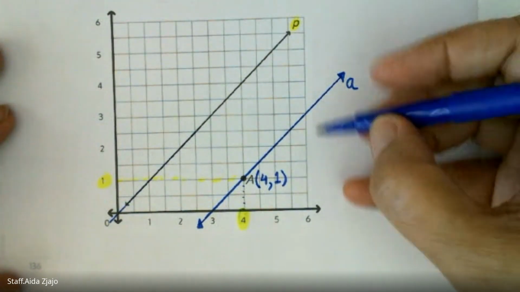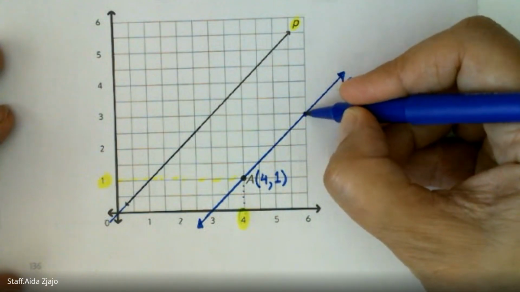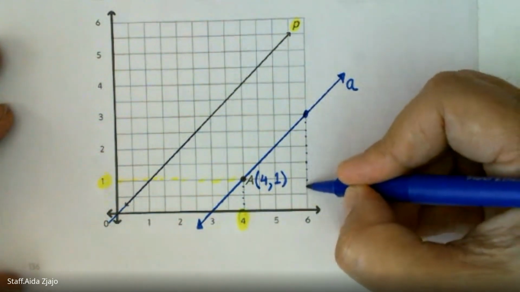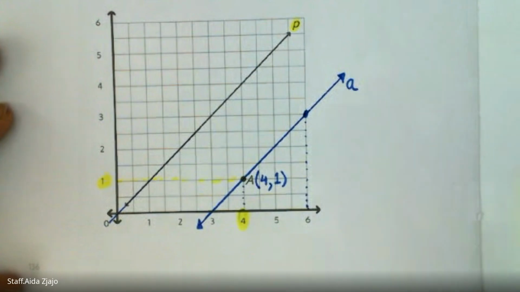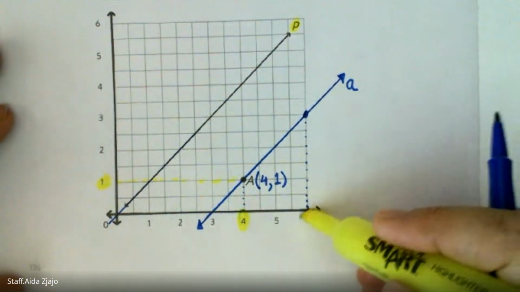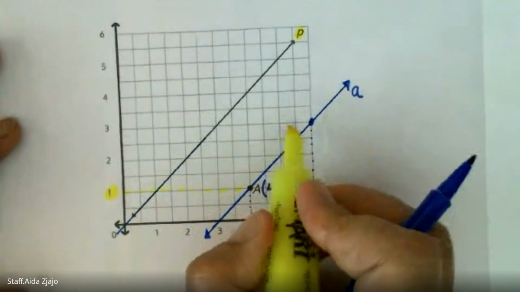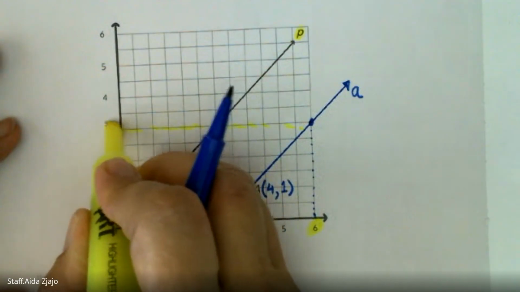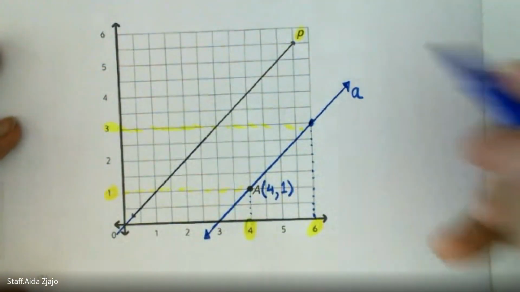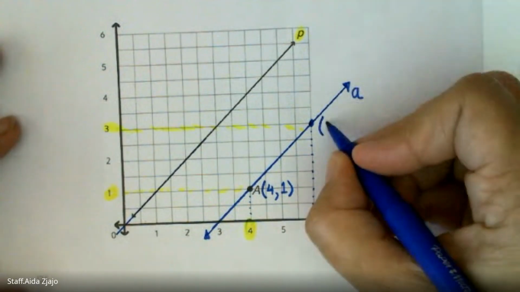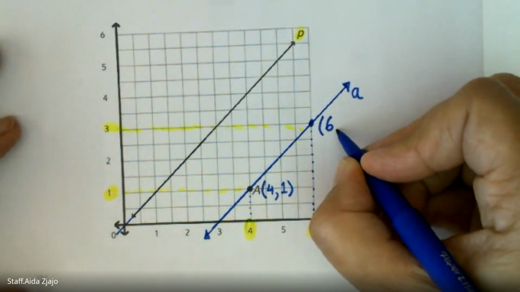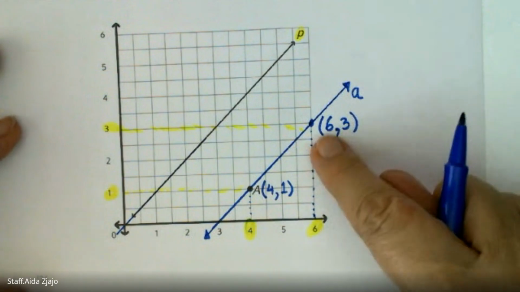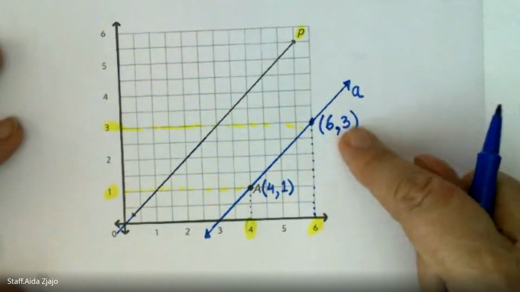If I take the point that is right here and I go down, the x is going to be 6, and then if I go all the way over to y, it dashes to y, which is going to be 3. So this point right here is going to be 6, 3. Okay, for every x is 6, y is 3.